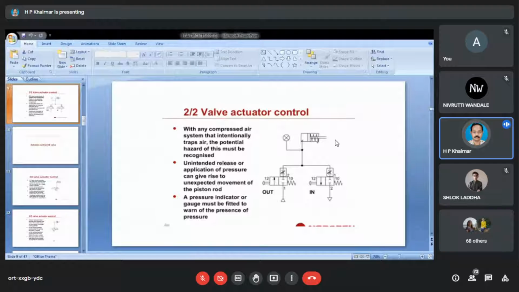This is another application now, or another addition of the other device, that is, with any compressed air system that intentionally traps air, the potential hazard of this must be recognized. Unintended release or application of pressure can give rise to unexpected movement of the piston rod. A pressure indicator or gauge must be fitted to warn of the presence of pressure. So this is what happens sometimes. If you are not having close watch on it, then sometimes, as I told you, it can go beyond 8 bar pressure, and then it will suddenly explode the entire circuit.